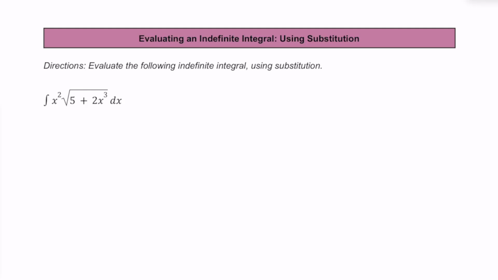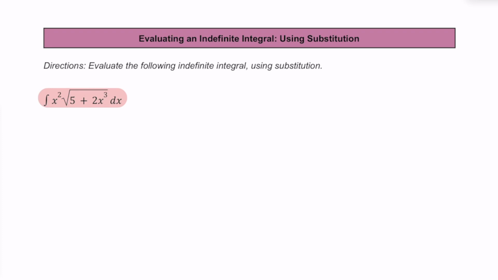Let's practice evaluating an indefinite integral using substitution together. For this particular practice problem, we have the integral of x squared multiplied by the square root of 5 plus 2x cubed dx. Notice right away that we have basically two functions here. We have this x squared and we have this square root of 5 plus 2x cubed.